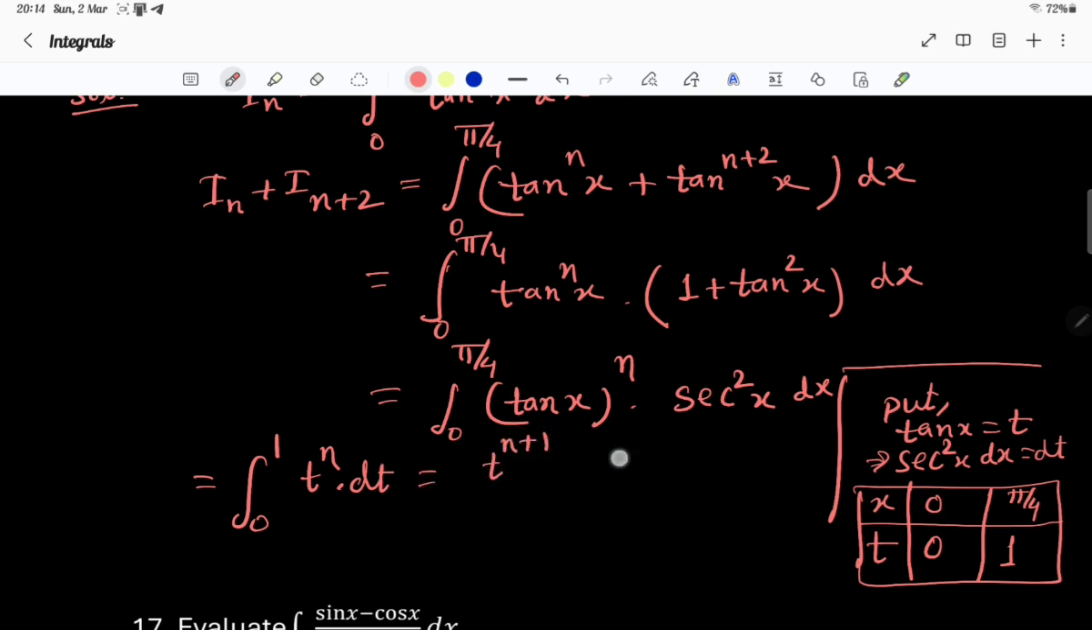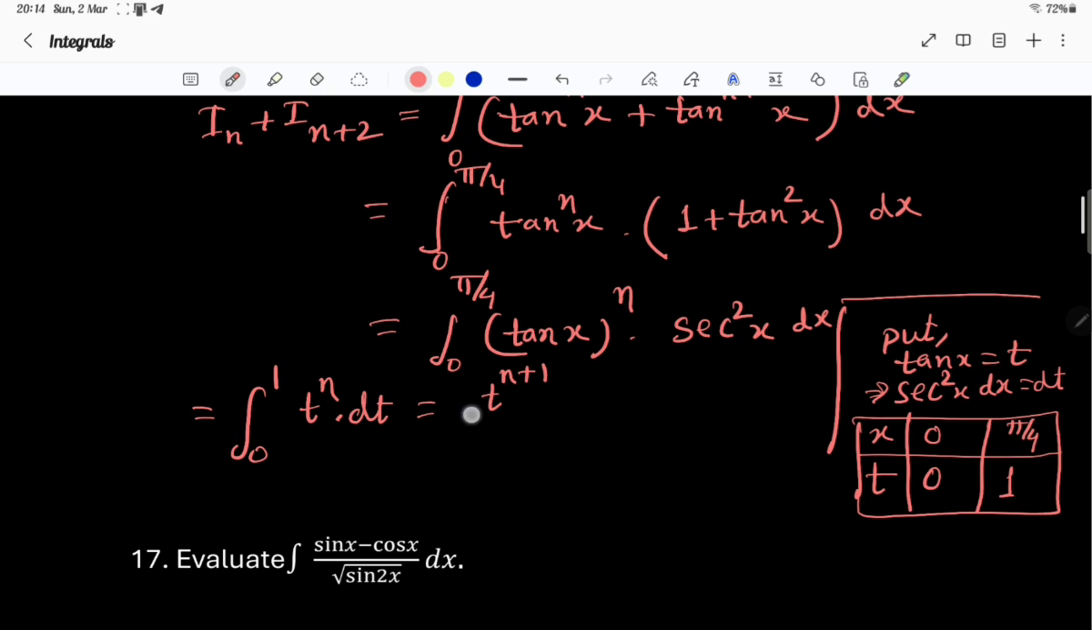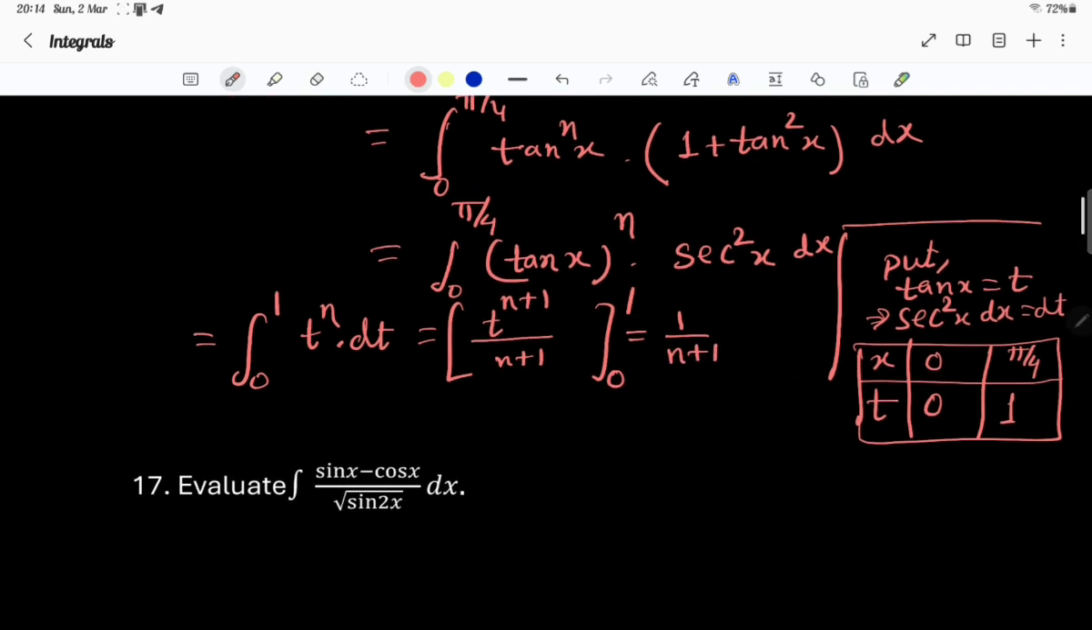Now the formula for t to the power n is t to the power n plus 1 by n plus 1. Actually, this question is very easy. From 0 to 1, putting the values, it comes 1 by n plus 1. So I_n plus I_(n+2) equals 1 by n plus 1.